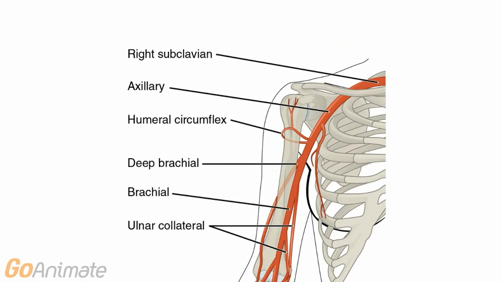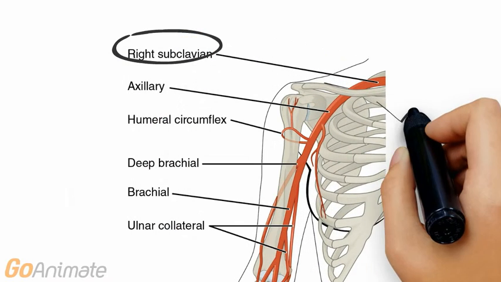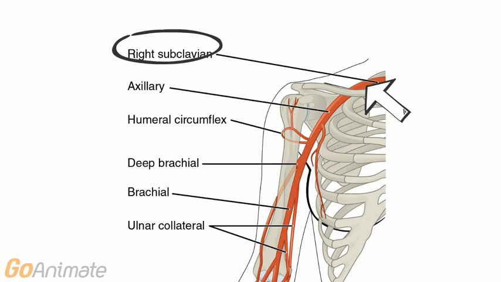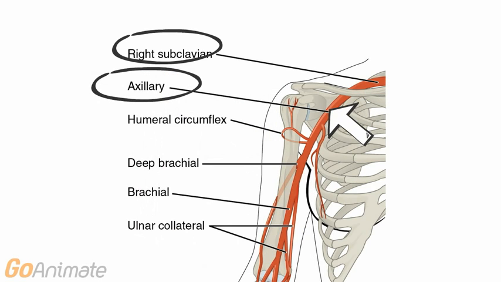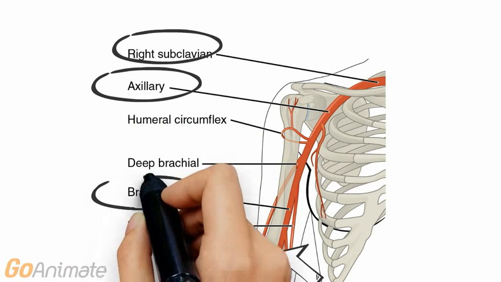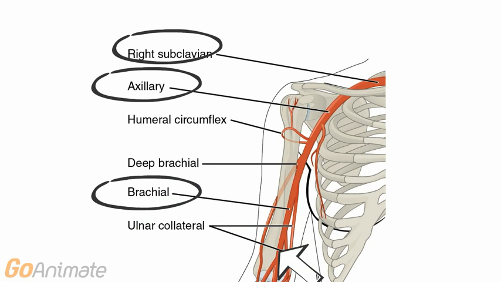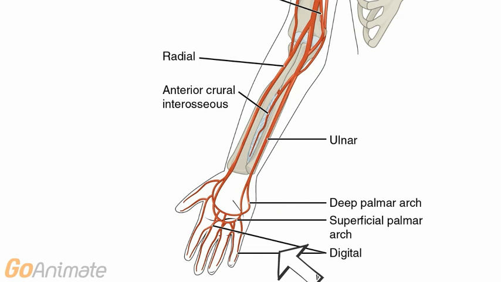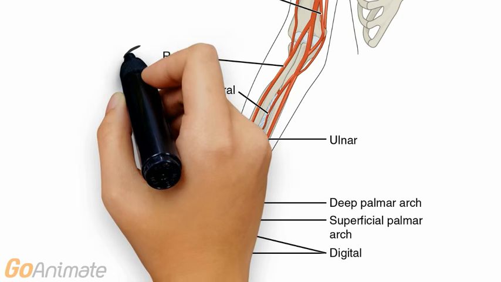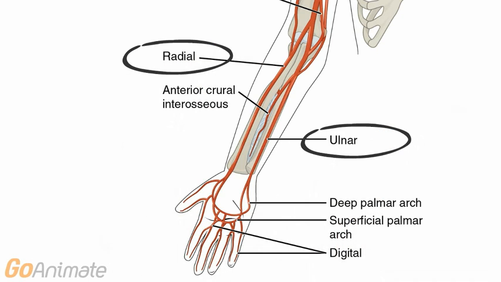Looking at the upper extremity, we see the axillary artery as a continuation of the subclavian. It is called the axillary as soon as it emerges from beneath the clavicle. The axillary becomes the brachial. The brachial splits into radial and ulnar arteries, which branch into the superficial and deep palmar arches and digital arteries.